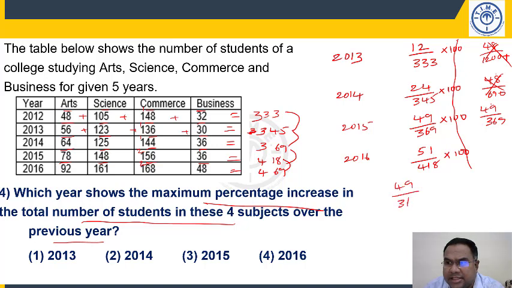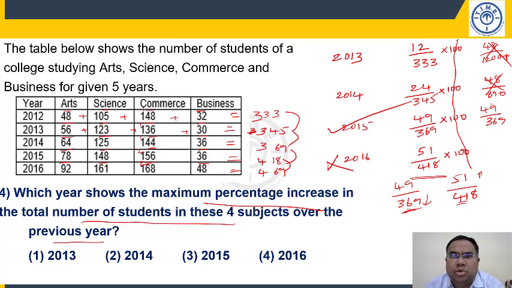49 by 369, 51 by 418. Now don't simplify and find out which percentage is more and all those. Just here, students, 49, 51, numerator is slightly more, but 369, 418, denominator is very much less in this fraction. So numerator is almost the same, so the denominator is much less here. So I can say mostly 2015 should be my answer.